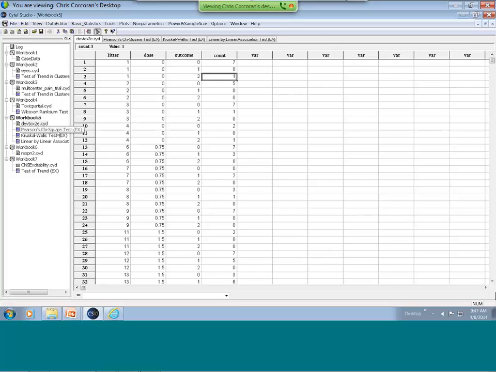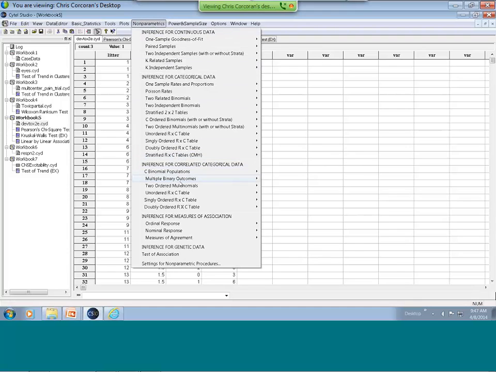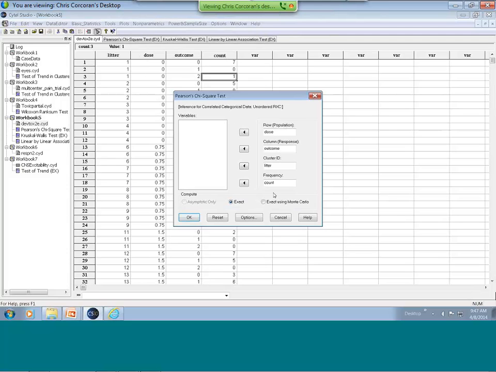Now I've carried out a chi-square test. The way that we would do that in this menu is that we would select unordered R by C table. So we're not assuming any ordering of the outcome variable or the response variable, and just select the Pearson chi-square test, and you can see that I put the values of these variables in the appropriate places.